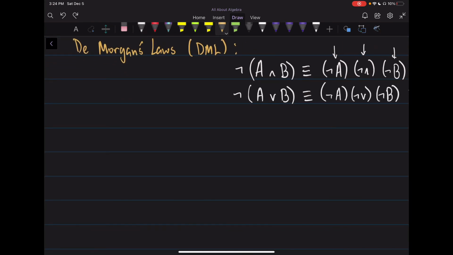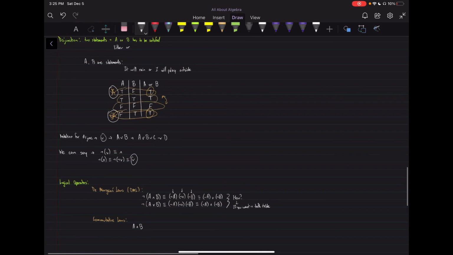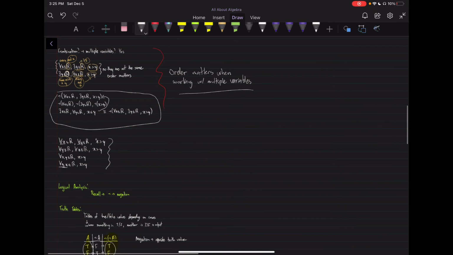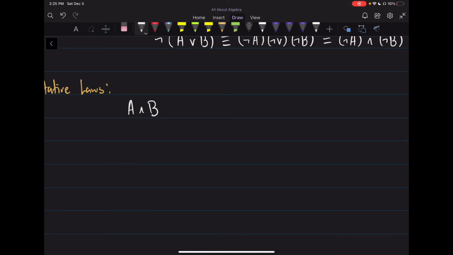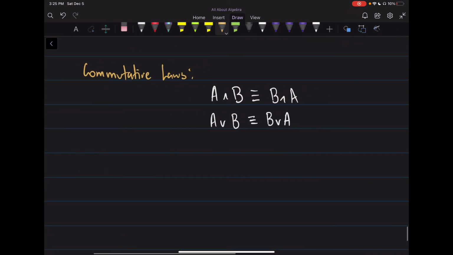Now we also have commutative laws, which basically state that the order of statements does not matter. Order of quantifiers definitely matters. But between conjunction and disjunction, the order does not matter. So between 2 statements, it does not matter, but between 2 quantifiers, it does matter. We can say that A and B is equivalent to B and A. And similarly, A or B is equivalent to B or A. That's pretty straightforward, and does not need much explanation.